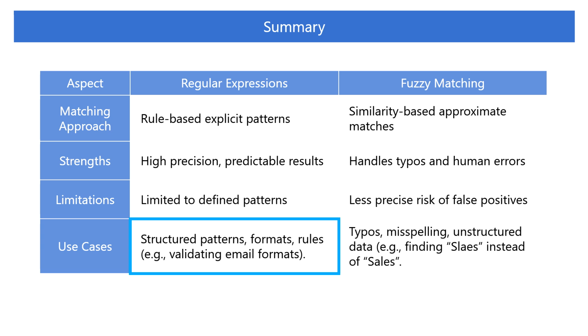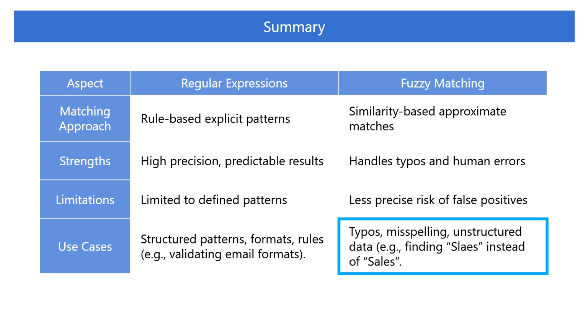About use cases, regular expressions are suitable for structured patterns, formats, and rules. So, they can be used for validating email formats and detecting case differences. Fuzzy matching can handle typos, misspellings, and unstructured data. So, fuzzy matching is useful in identifying similar terms such as matching, slice, and cells.